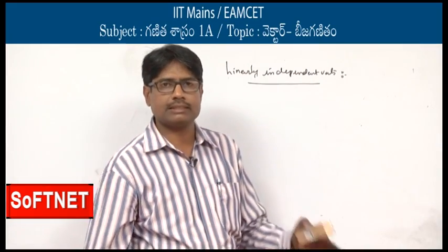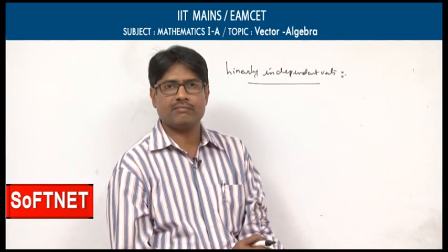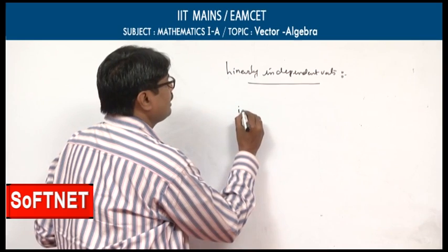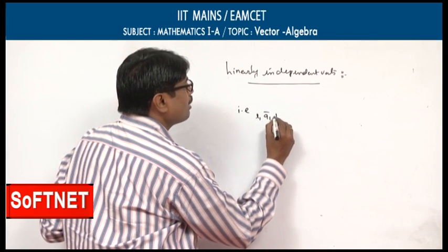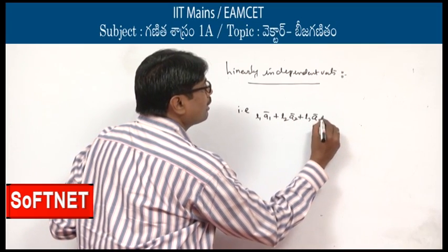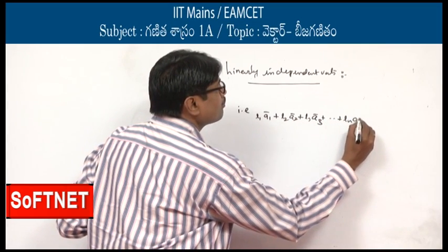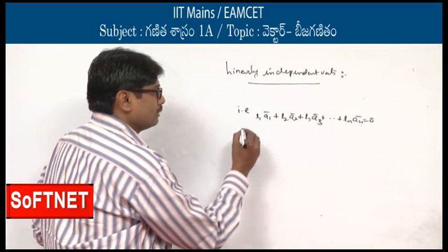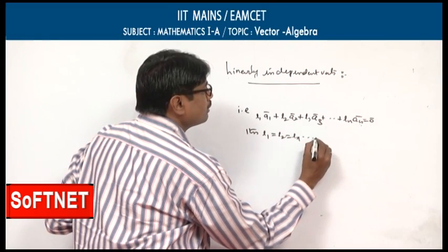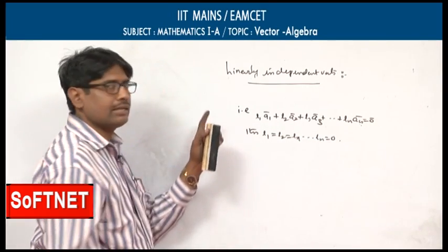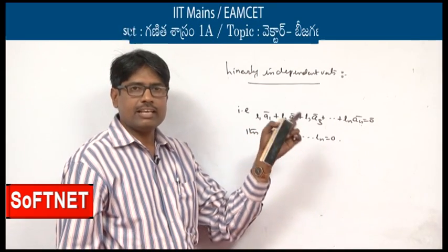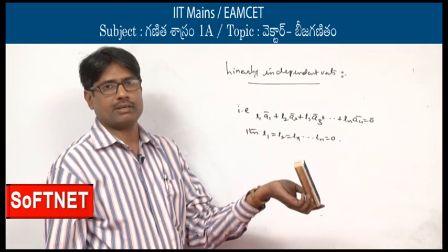A set of vectors is said to be linearly independent if their linear combination, that is L1 A1 bar plus L2 A2 bar plus L3 A3 bar and so on up to Ln An bar, is equal to 0 bar, and then L1, L2, up to Ln together equal 0. Then they are called linearly independent. So all vectors are either linearly dependent or linearly independent.